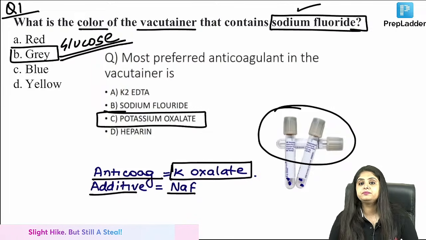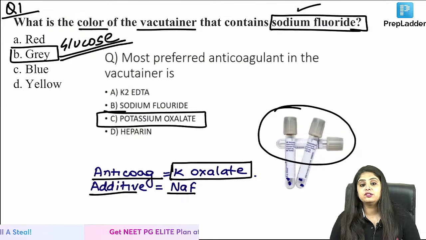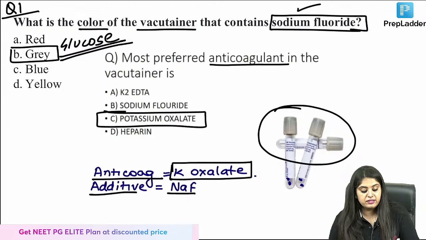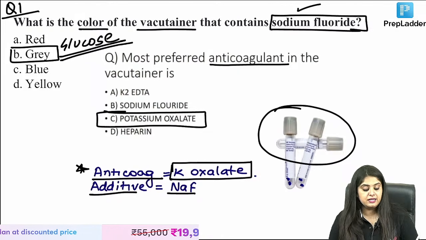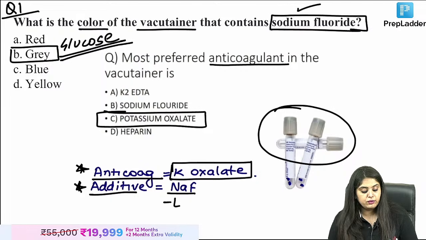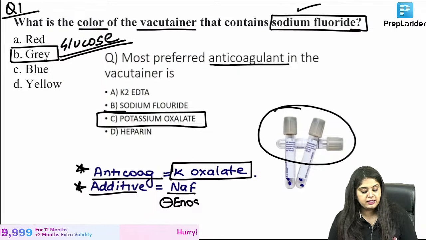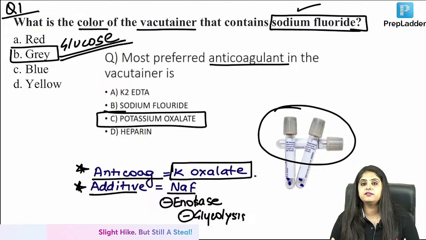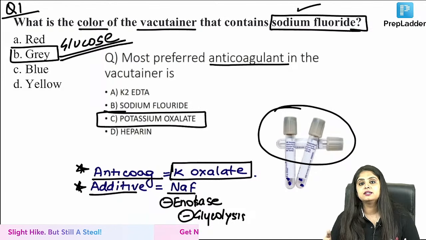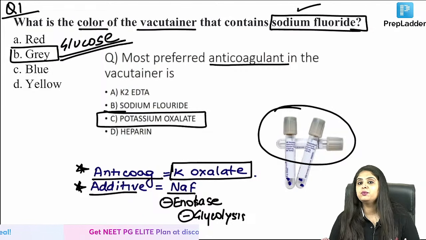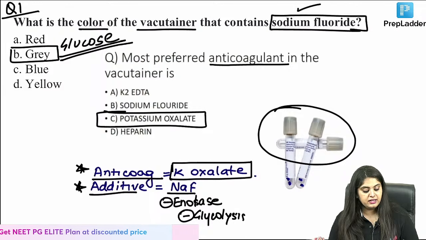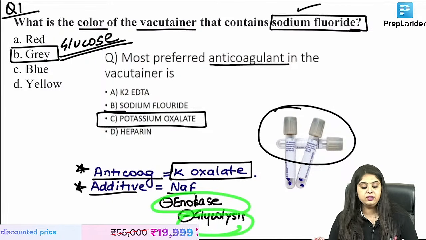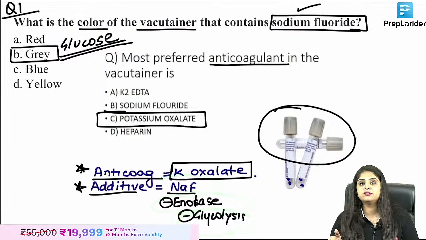But if I ask you the anticoagulant, it is going to be potassium oxalate. This will stop the clotting of the blood. An additive, that is sodium fluoride, will inhibit an enzyme called enolase so that the glucose is not used up. I mean, you want to test glucose levels. If the glucose only gets used up, then what will you test? So you don't want glucose to be used up. To inhibit the glycolysis, you inhibit the enzyme enolase, and that is what sodium fluoride is going to do.